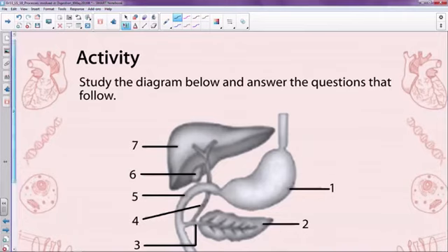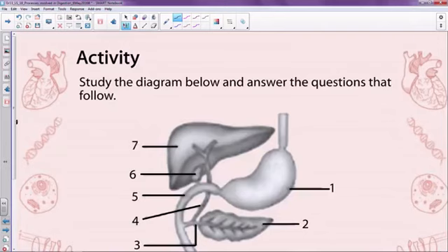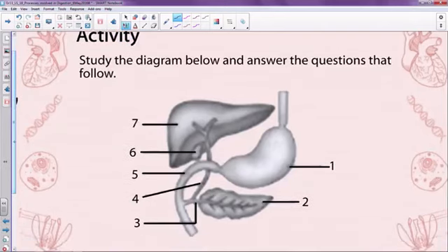Let's look at more questions based on, let's look at activity. This is another question looking at different questions obviously related to the digestive system. Study the diagram below and answer the questions that follow. So here we've got a closer up of just the liver.